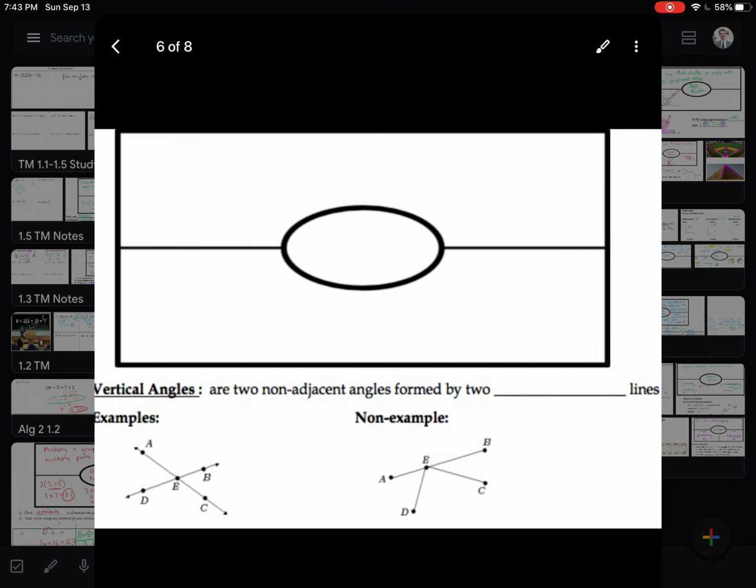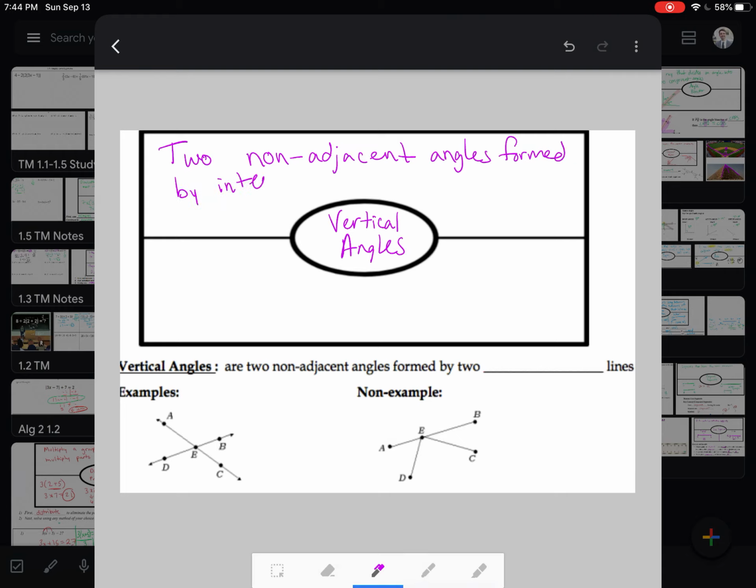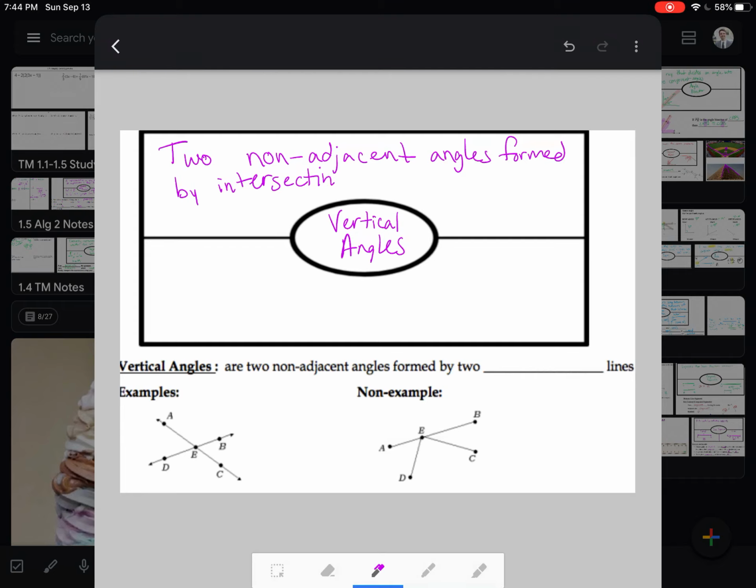which is vertical angles. This is a bit of an actually shorter definition, which is nice. So I'm going to write that on in. So vertical angles, and these are two non-adjacent, so they don't share a side. So two non-adjacent angles formed by intersecting lines.